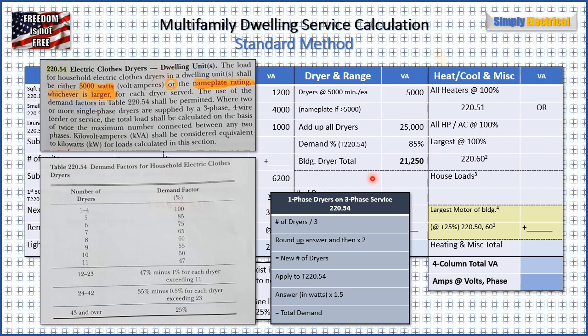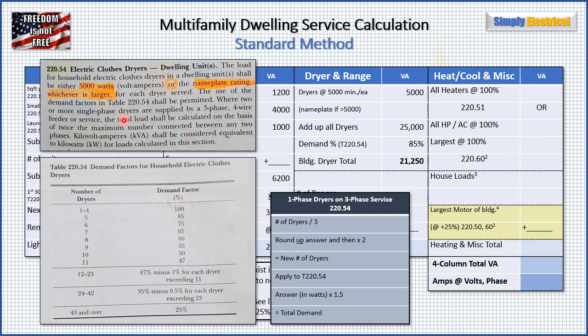Okay, so for our application in this example, we're done. But suppose you had a 3-phase service that was feeding your building. These are single-phase dryers, and if you had a 3-phase service, you'd have to calculate it a little bit differently. Let's look at this next sentence here. It says, where 2 or more single-phase dryers are supplied by a 3-phase 4-wire feeder or service, the total load shall be calculated on the basis of twice the maximum number connected between any 2 phases. And then they make a note here that says kVA and kW will be considered equivalent for these loads calculated in this section. They do the same thing with the range. We'll see that later.